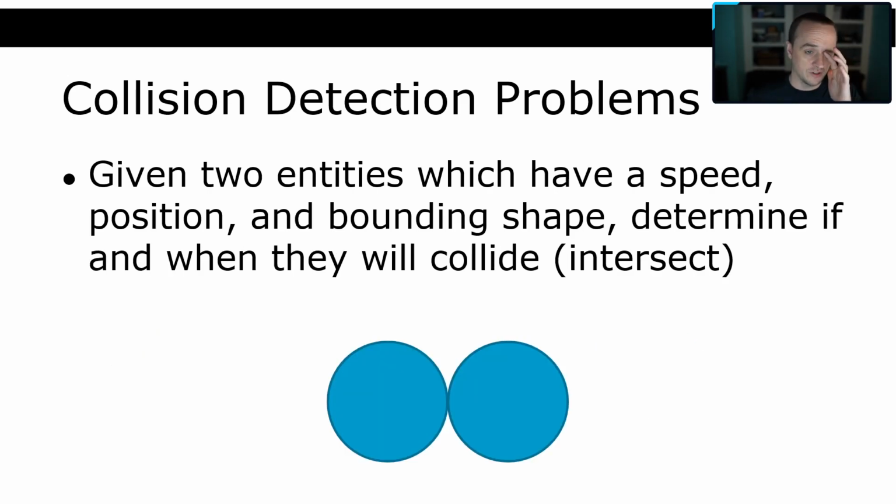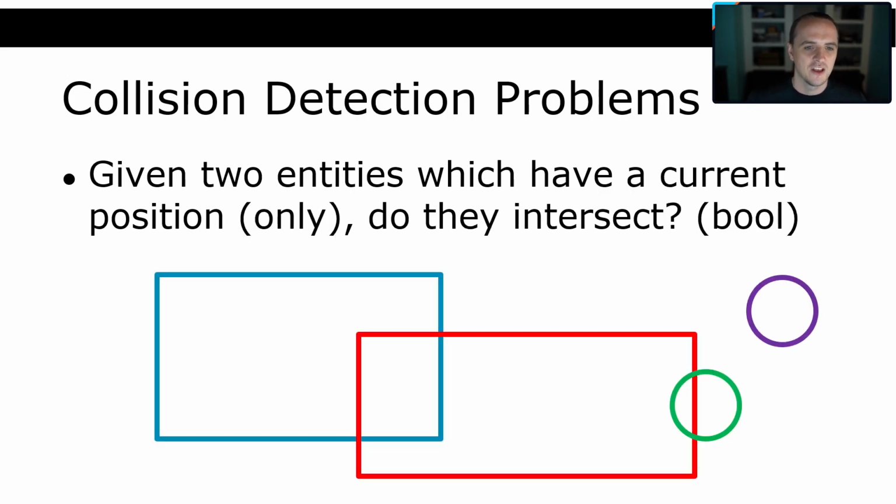the very simple physics that we'll be implementing in this course. So what we're going to do is the simpler problem of given two entities which have a speed, a position, and a bounding box shape, determine... Oh, sorry. Yeah, this is sort of the continuation of that last slide. This is what I wanted to go to. So given two entities which have a current position, do they intersect?